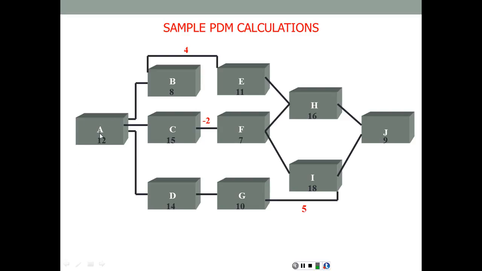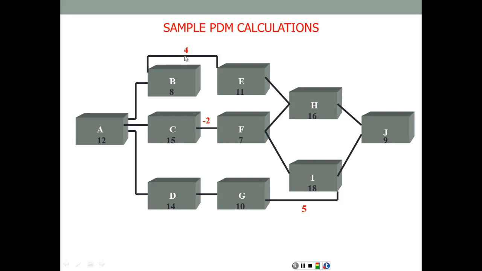Each box has the name of the activity and its duration, and then we have the links or the relationships between the activities. Some of them are traditional finish to start with no lag or overlap, like here. Some of them are start to start with lag. Some of them are finish to start with overlap, which is a negative lag, and so on.